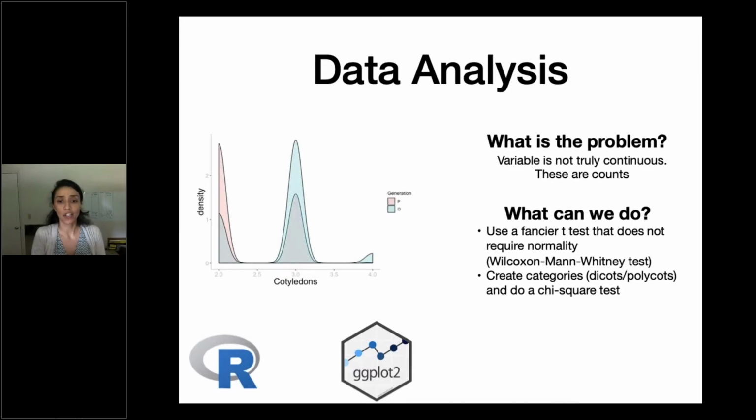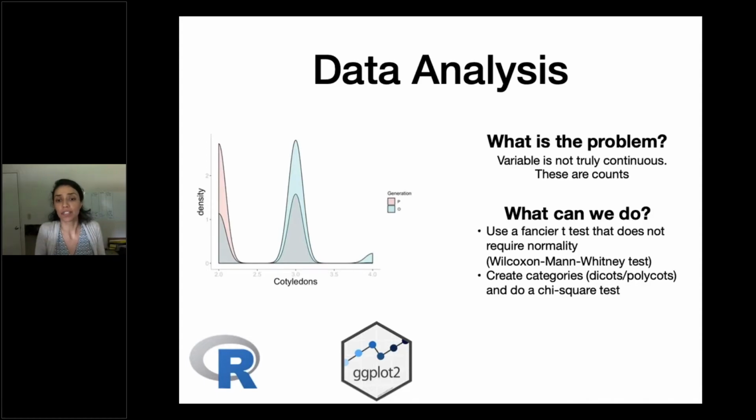We can either use a fancier test that does not require normality of the trait. It's called the Wilcoxon-Mann-Whitney test. We could do that. It's just like a t-test. We're also comparing 2 distributions of traits, but we don't have the assumption of normality.